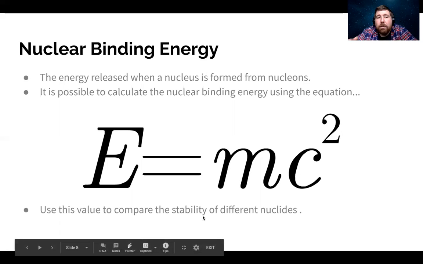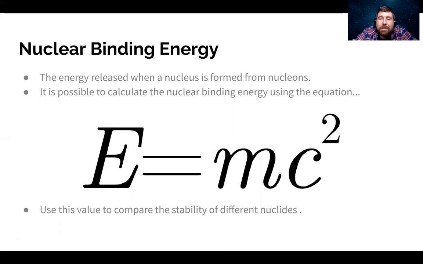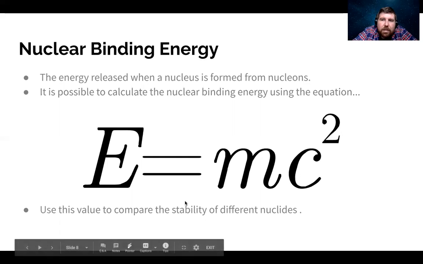So basically, the more stable an element is, an isotope is, a nuclide is, the higher its nuclear binding energy is. The lower the nuclear binding energy, the less stable it is.